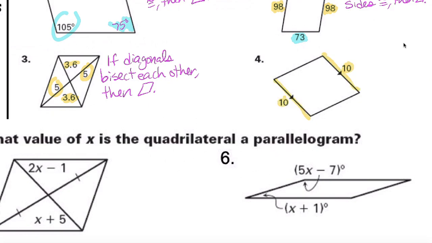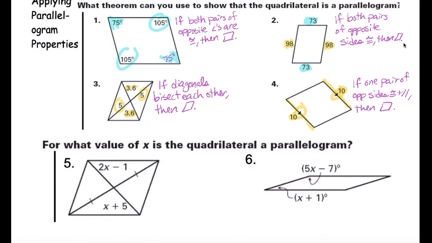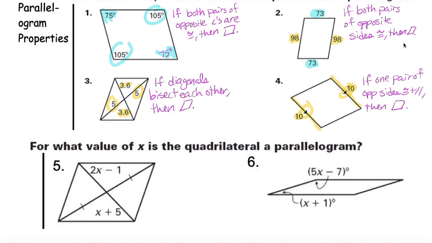On number 4, we can see that the side over here is labeled with a 10 and on the left as well. And they both have those parallel markings. So this gives us one set of opposite sides that is both congruent and parallel. So if one pair of opposite sides congruent and parallel, then parallelogram. So let's see. Trying to think. The only one of the 5 reasons we did not use is if both pairs of opposite sides are parallel, then parallelogram.